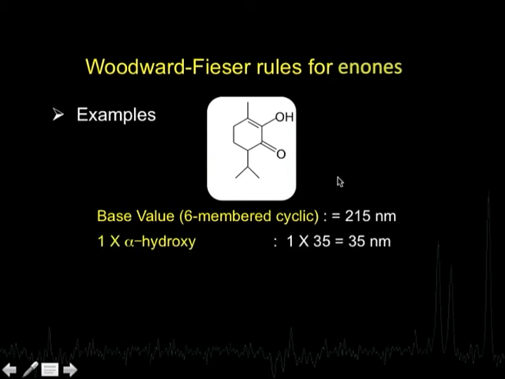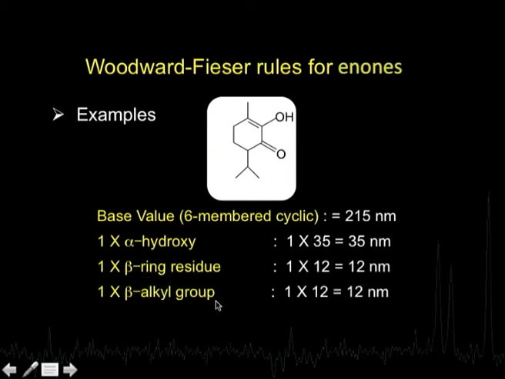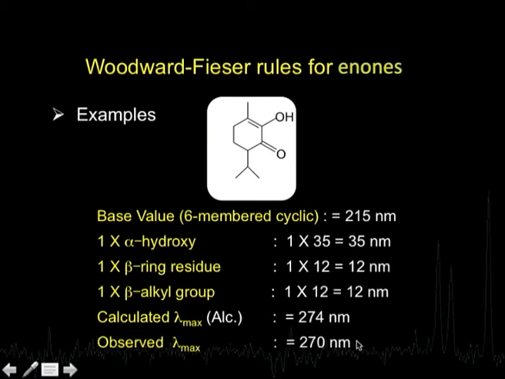We will see the contribution. So alpha hydroxy gives me 35 nanometers. It's a large contribution here. And then we find that a beta ring residue gives me 12 nanometers, and a beta alkyl group gives me 12 nanometers again. So all these put together give me a value of about 274 nanometers. That is the kind of value we have for this molecule. The observed value is about 270 nanometers, which is in reasonably good agreement here.